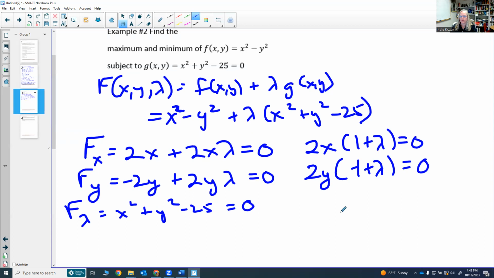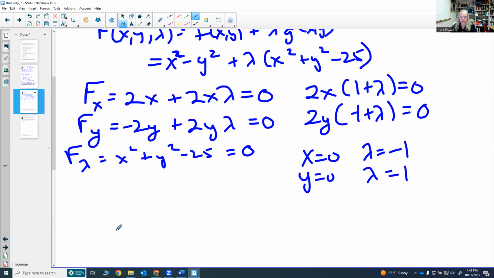This says that x equals 0 and lambda equals negative 1 from the first equation. The second equation says y equals 0 and lambda equals 1. The last equation is x squared plus y squared equals 25.